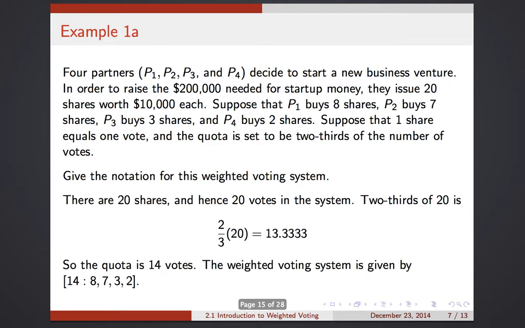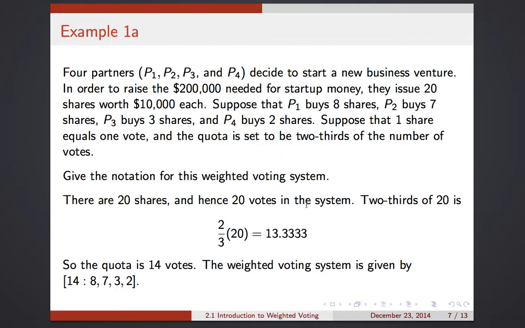Okay, so let's give the notation for this. There are 20 shares, so 20 votes in the system. 2/3 of 20 is 13 1/3. Okay, but you can't have fractional votes, right? It doesn't make any sense to say 1/3 of a vote. So anytime you compute a quota and you get a fraction, you should just round up, regardless of what the numbers are. Always round up, because if you need 2/3, that's what this is saying, you need 2/3 to vote. If you round this down, you will be less than 2/3. So you want to round up to make sure you really must get at least 2/3 to pass.